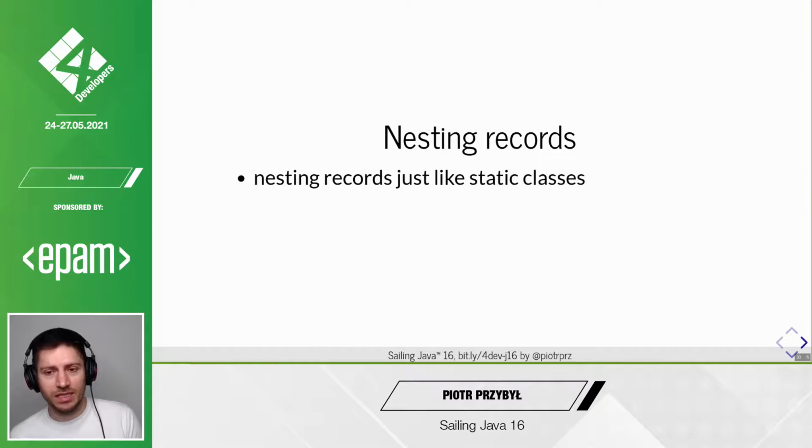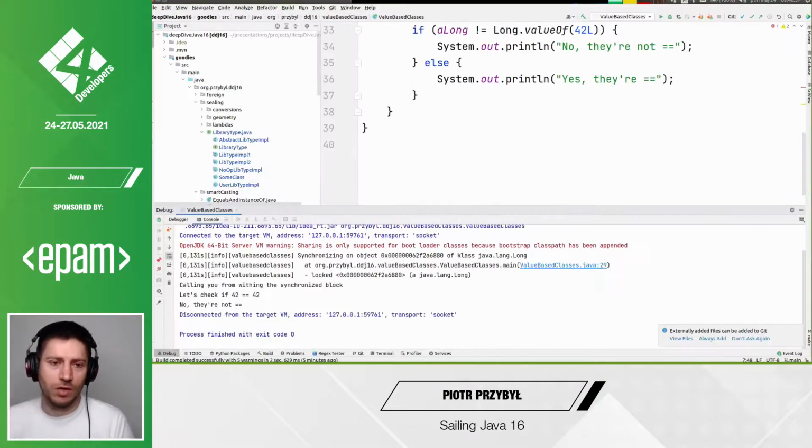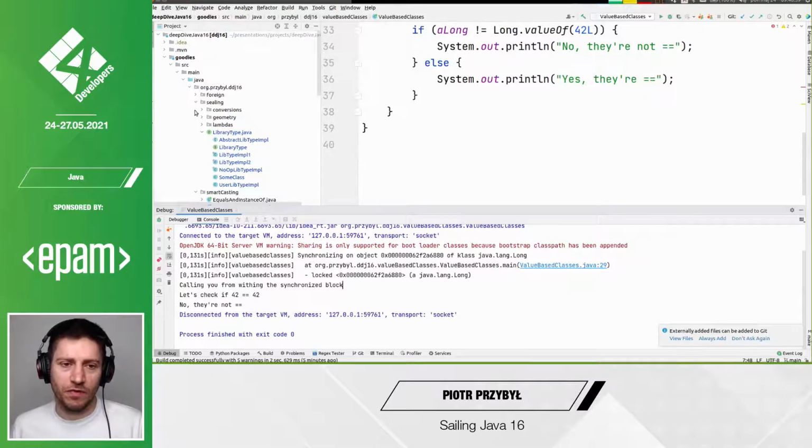Records are very nice to be nested, like static classes, and they're very nice for streams, like intermediate results, and so on and so on. Let me just show you that maybe in code. Let's have at least one demo of records.